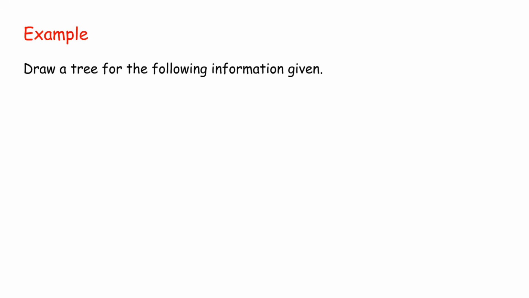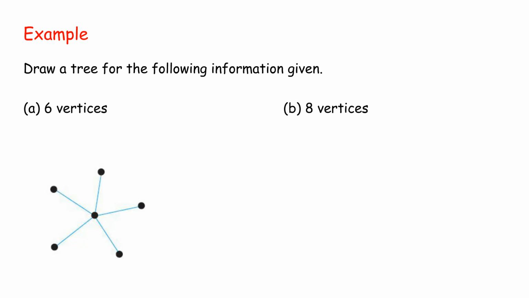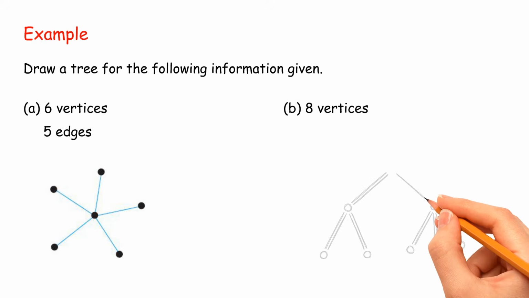Example: draw a tree for the following information given. A. 6 vertices, B. 8 vertices. Solution: A. 6 vertices, 5 edges. B. 8 vertices, 7 edges.